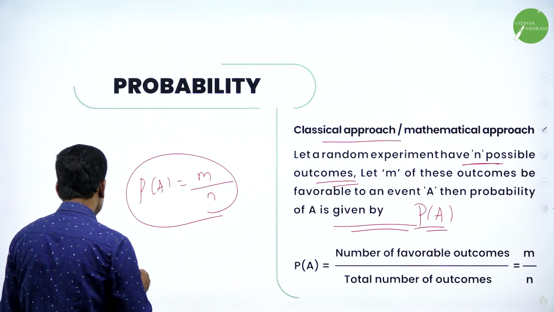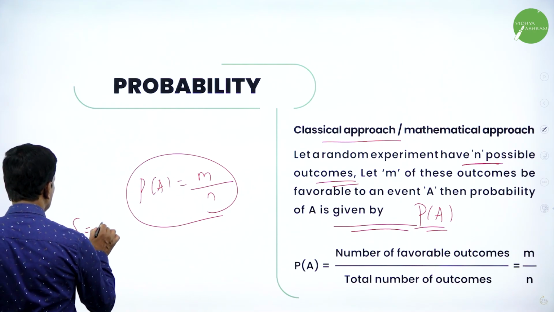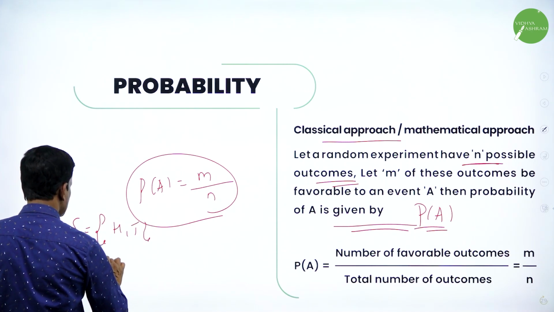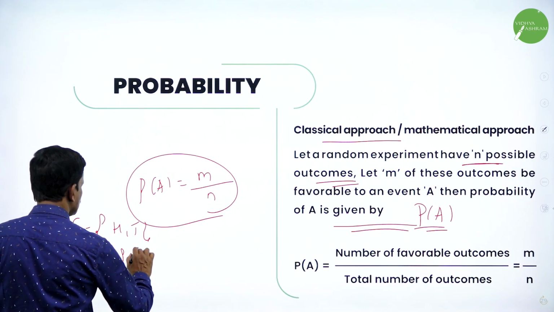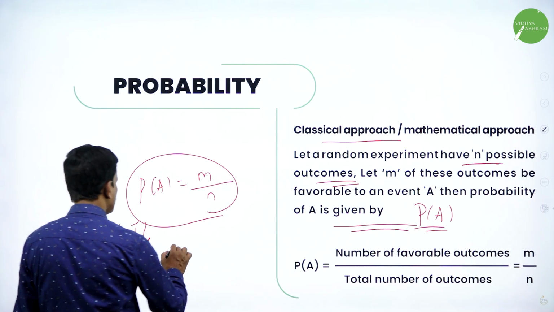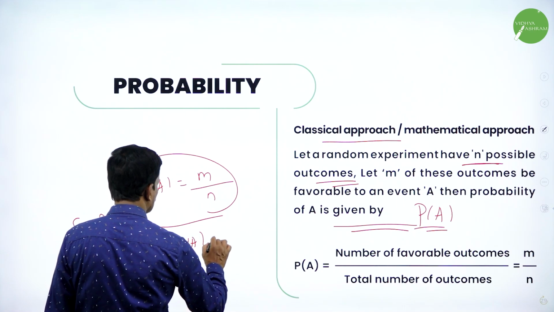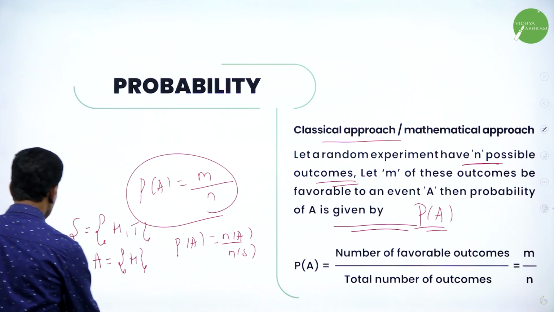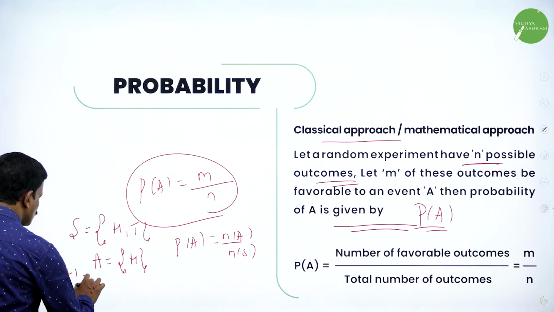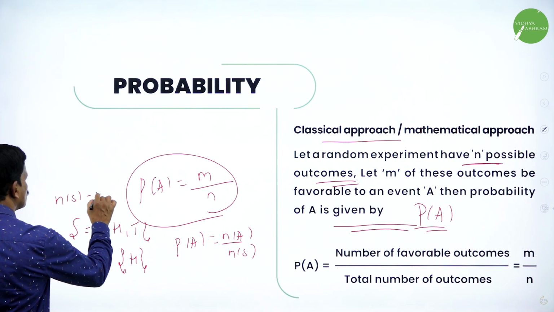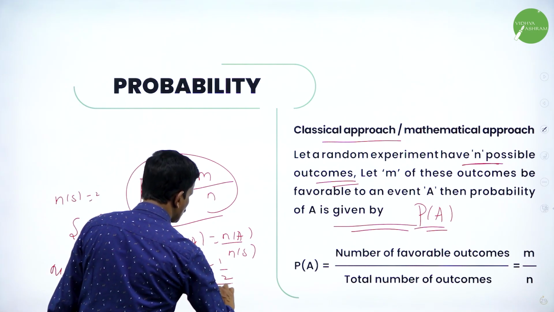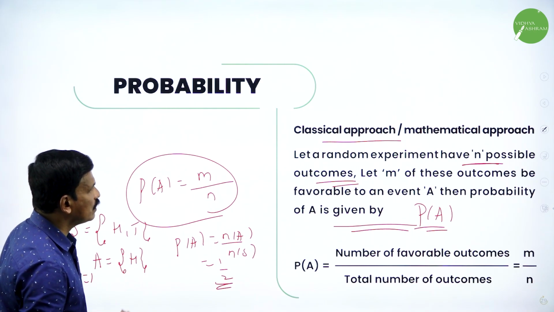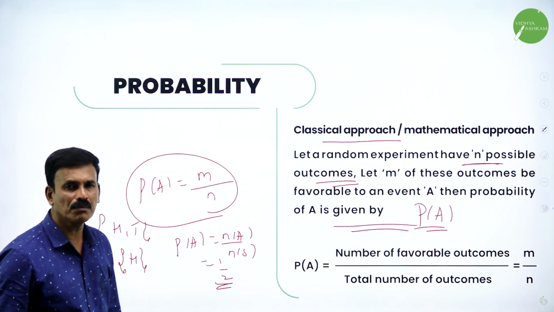So, for example, let us take tossing a coin. What is the sample space? Head and tail. Now, let us consider an event. Getting a head is an event. Then, what is the probability of A? Probability of A is nothing but n of A divided by n of S. Here, the number of outcomes in A is 1. The number in S is 2. So, that's equal to 1 by 2, the probability of getting a head. That's it. This is the mathematical or classical definition of probability.